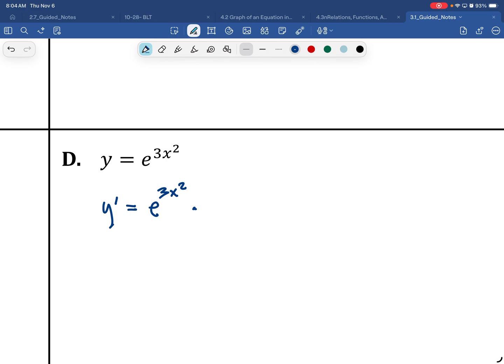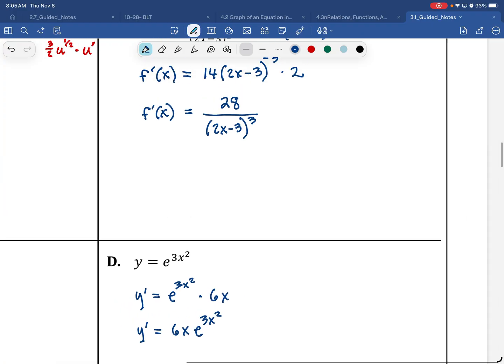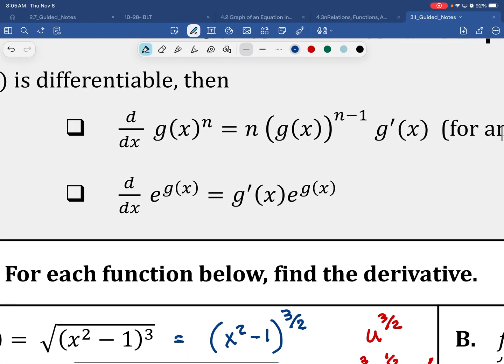In this case, the inner function is the exponent, so I need to multiply by the derivative of 3x squared, which is 6x. Now, most people don't write the linear term after the exponential term. There's nothing wrong with doing that, but in general the way you're going to see these written, you're going to have the coefficient or linear term in front of the exponential term, which is why the rule is written the way it is with the g prime in the front.